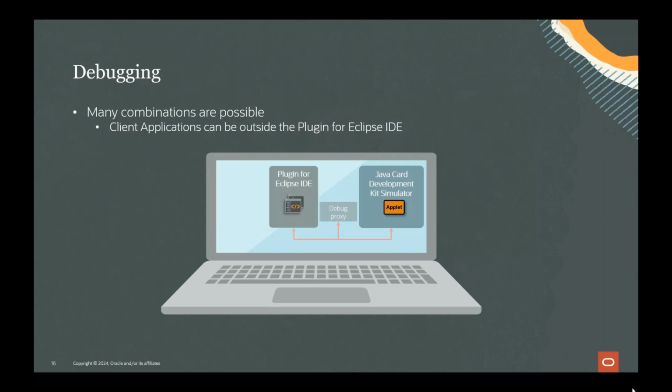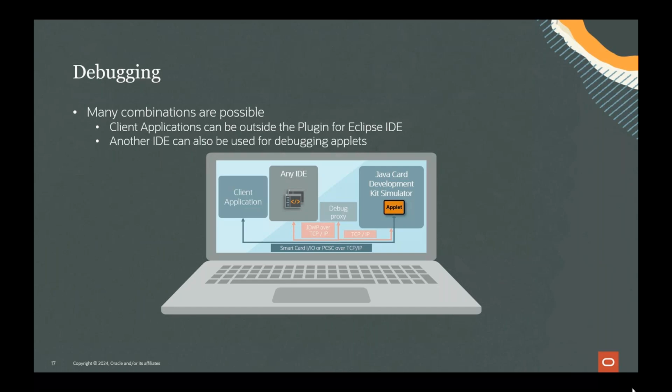However, here also, I would say the model is very flexible. First, client applications can be run outside the Eclipse plugin, either as command line applications or within another IDE, just based on the Smart Card IO or the PCSC interface. And second, because the simulator, the debug proxy, and the IDE communicate through sockets, you may debug using a remote host, and you can imagine that even a different IDE is used for debugging the Java Card application. This will be shown by Syamkumar.